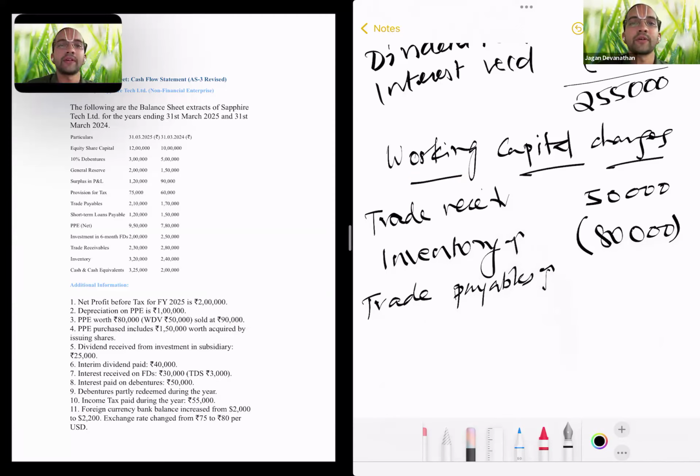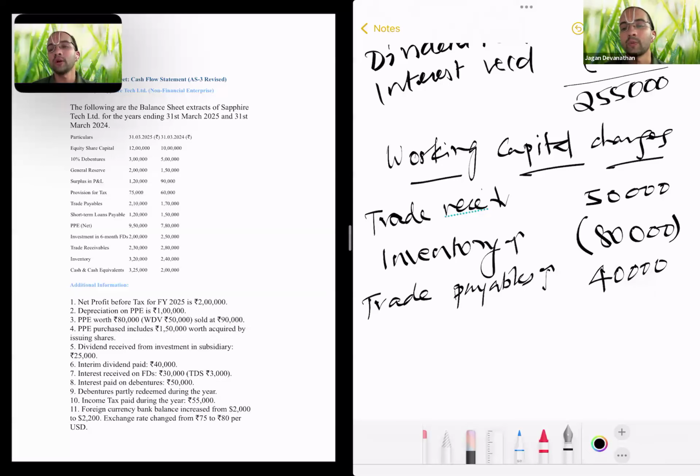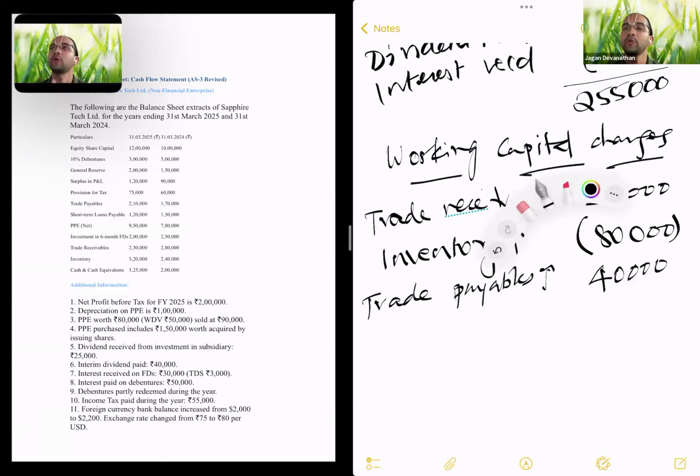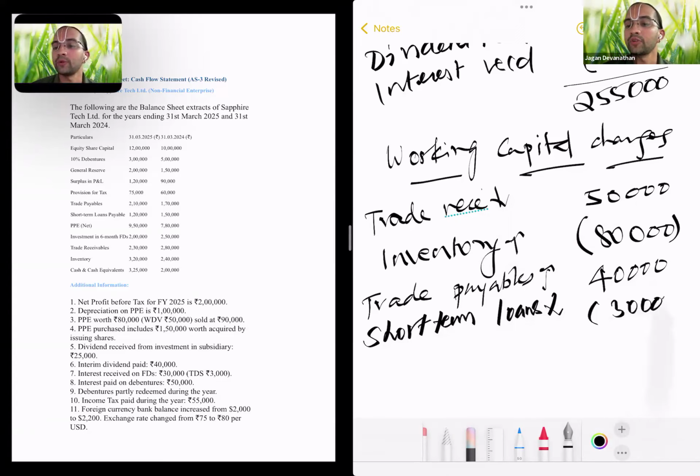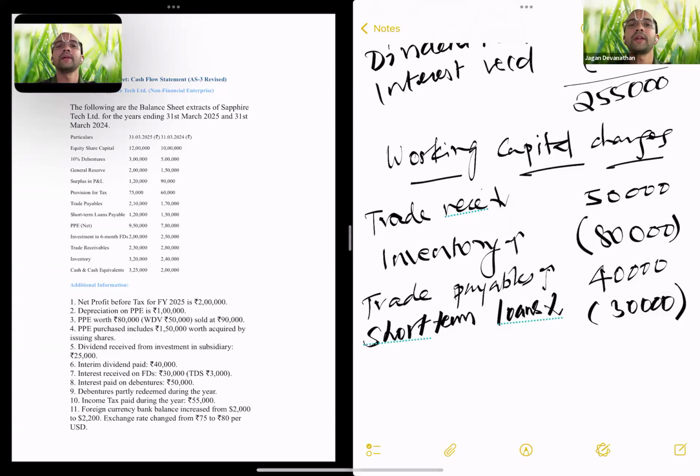Trade payables increased by 40,000, which means you have more money now. The creditor has given you more money, so now you have more cash, so you add it back. Now short-term loans decreased by 30,000, which means that you have repaid short-term loans. So cash was involved. So the net working capital change is minus 20,000, right? Minus 20,000.